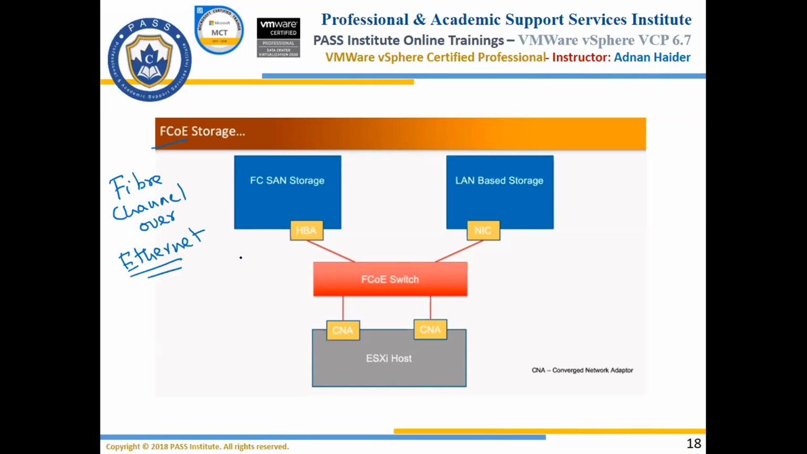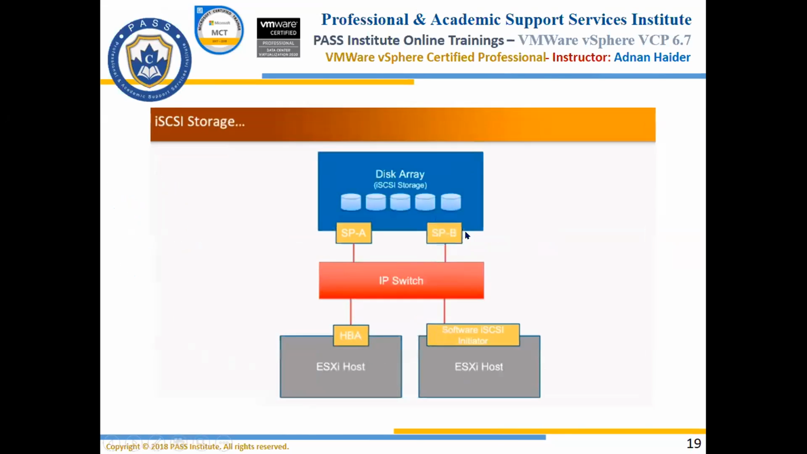Over Ethernet means that it is over the normal network. So that is a cheaper solution, and it is connected to a CNA. CNAs are converged network adapters. A converged network adapter can work with both types of traffic. It can handle HBA traffic, and it can also handle the normal NIC traffic as well. So it can work with both types of solution.